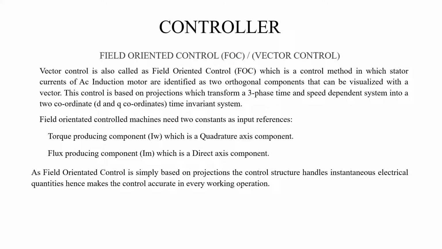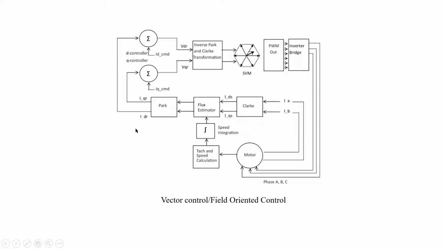Torque producing component is a quadrature axis component and flux producing component is a direct axis component. As field oriented control is simply based on projections, the control structure handles instantaneous electrical quantities, hence it makes the control accurate in any working operation. And this is the structure and circuit design of the field oriented control system.